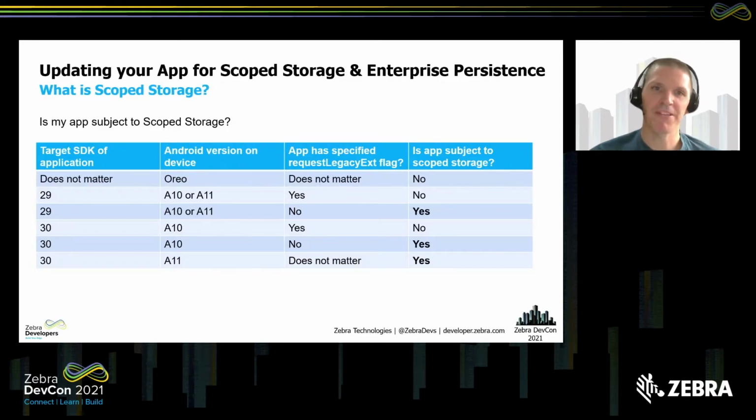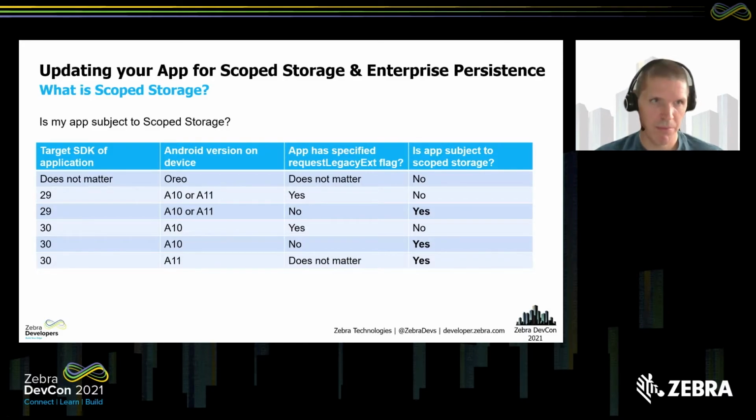So your app will be subject to scoped storage if you're targeting Android 10, that's API level 29, and you have not specified that flag that I said on the previous slide. So that's the first yes there. With Android 11, if you're targeting Android 11, which is API 30, and you're running on an Android 11 device, then whether or not you set request legacy external storage, that flag, it doesn't matter. You will be subject to scoped storage.